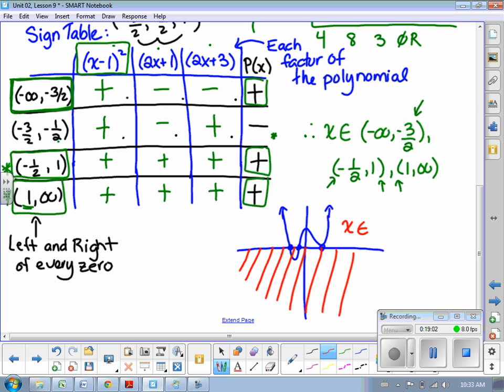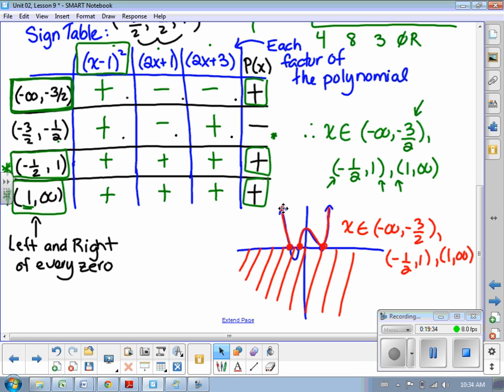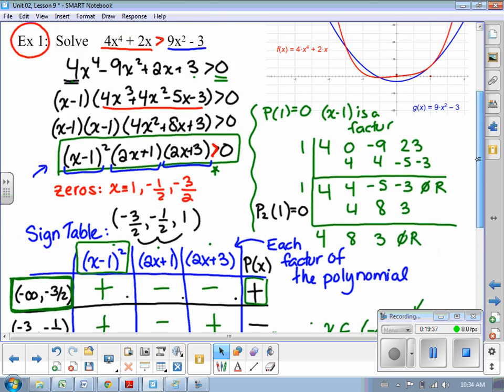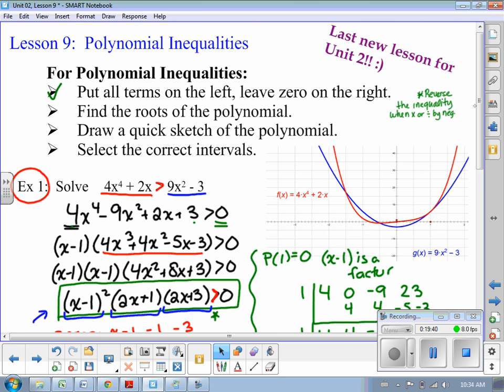So from this whole section here is going to be from -∞ to -3/2. This section here is going to be from -1/2 to 1. And this section here is going to be everything that's bigger than 1. Notice that 1 is not included in any of our intervals. It's the end, and we use a circle bracket, meaning that at the actual zeros, our function is not greater than 0, so we don't include that. And that was the explanation of how to do a polynomial inequality.